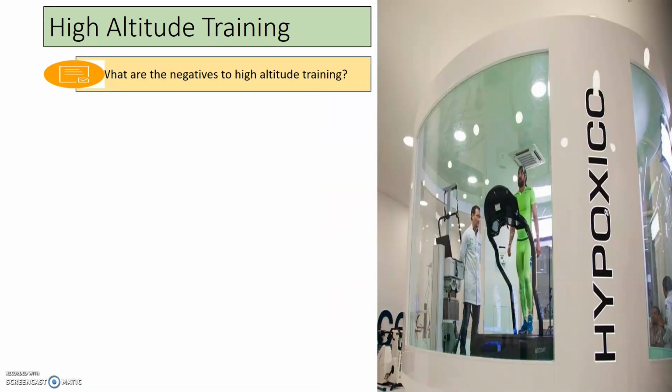Okay, so the next question here: what are the negatives to high altitude training? Pause your video here and see if you can branch some ideas out through a little mini spider diagram of the negatives to high altitude training.